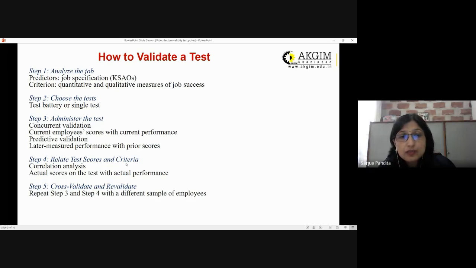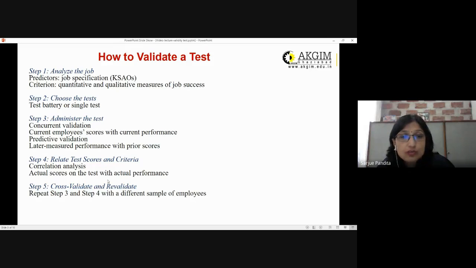Then relate test scores and criteria. Then correlation analysis. This we have already done, that you need to have a dependent variable and an independent variable, and then you can correlate whether the test scores and the criteria which we have set down are correlated or not. Because then only will you be able to know whether the test is valid or not. If there is no correlation between the test scores and the criteria which you have set down, obviously that test is not going to be valid.